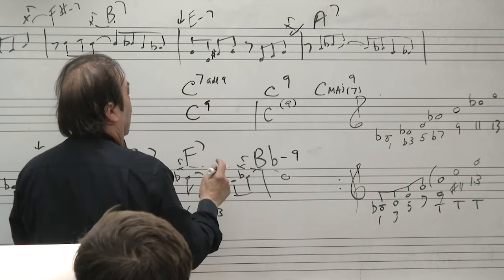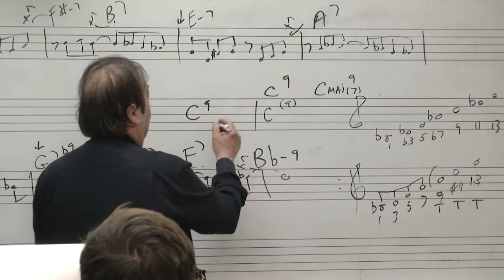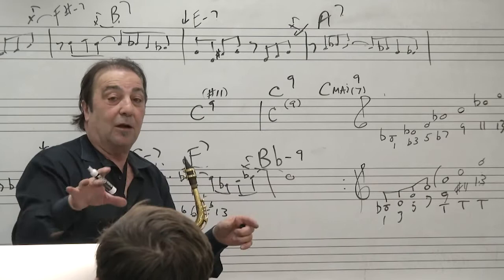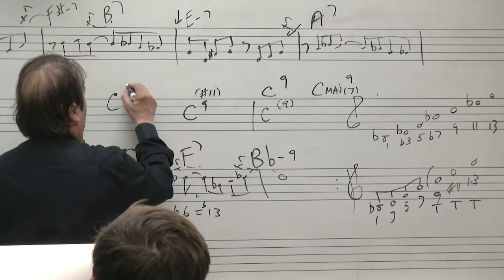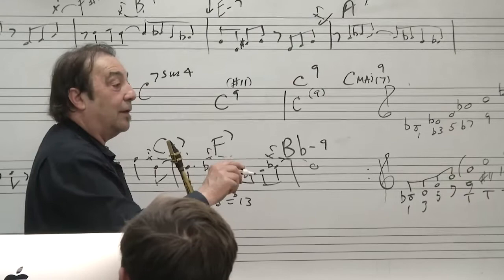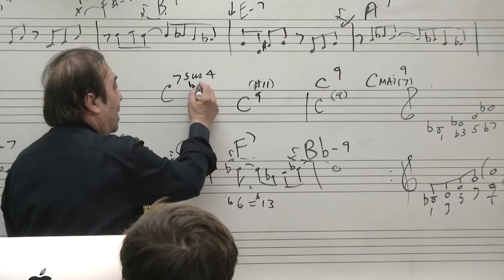No, the thing is though, if I wanted to have that and I wanted to have the sharp 11 on it, I would put sharp 11 on top like that, because just saying 9 doesn't mean that the sharp 11's there. But if the piano player is hip enough to know that that sounds good, unless it's a C7 sus 4 chord. What does that mean? There's no 3. No 3, right. These chords are great because you could also have a sus chord with a flat 9 on it. Try that one out.